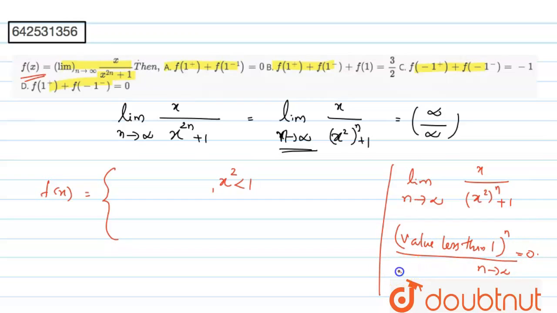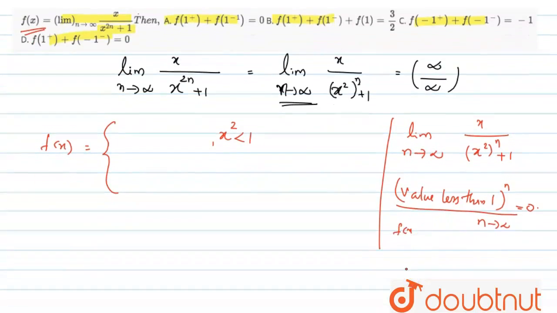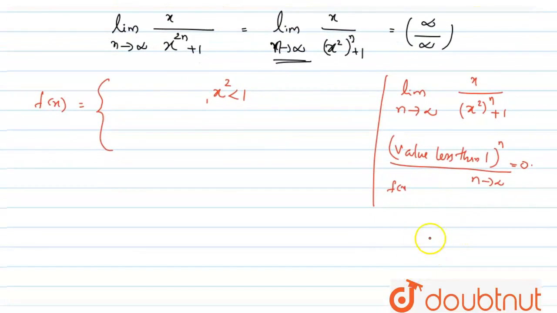So therefore we can write f of x is equal to x by 0 plus 1. 0 is because when a value of less than 1 power n tends to infinity, this value will become 0. So this will become x by 0 plus 1, which is equal to x. So we can write when x squared is less than 1, the value is x.